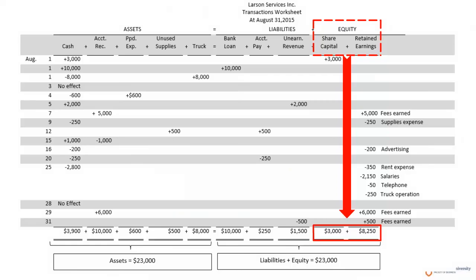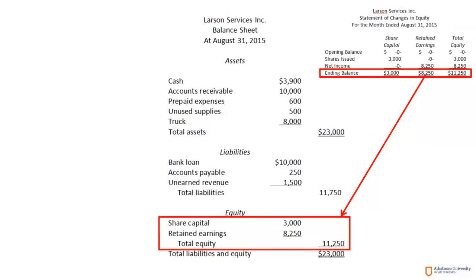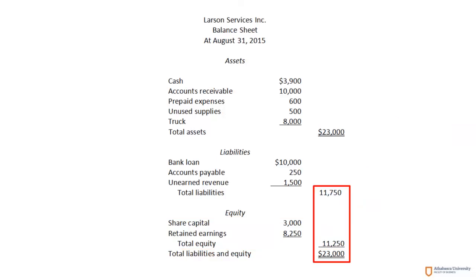The final section to be completed on the balance sheet is the equity section. The equity information can be drawn from the Transactions Worksheet or the Statement of Changes in Equity. The ending balances on the Statement of Changes in Equity are transferred into the equity section on the balance sheet. Remember that the sum of total liabilities and total equity equals the total liabilities and equity. Additionally, the total assets must always equal total liabilities and equity.